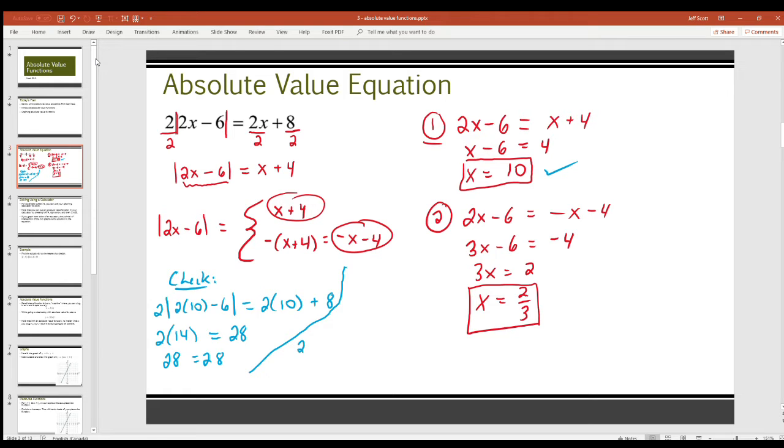So 2 times the absolute value of 2 times 2/3 minus 6. We want to see if that's equal to 2 times 2/3 plus 8. Now, this is going to cause us some troubles, of course, because we have fractions going on here. On the left-hand side, we have 2 times 2/3, which is 4/3, but then minus 6.